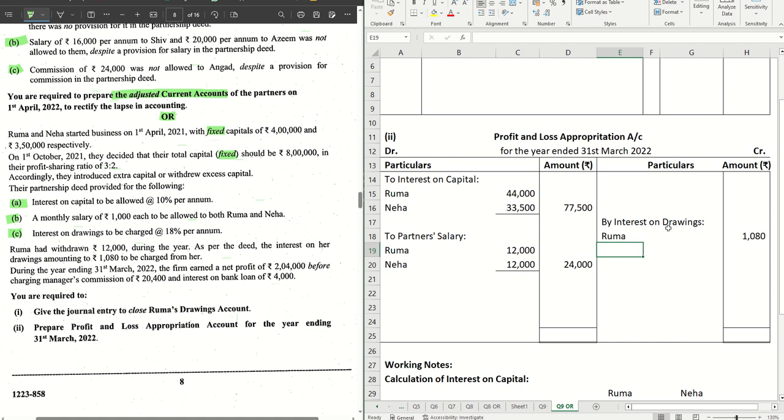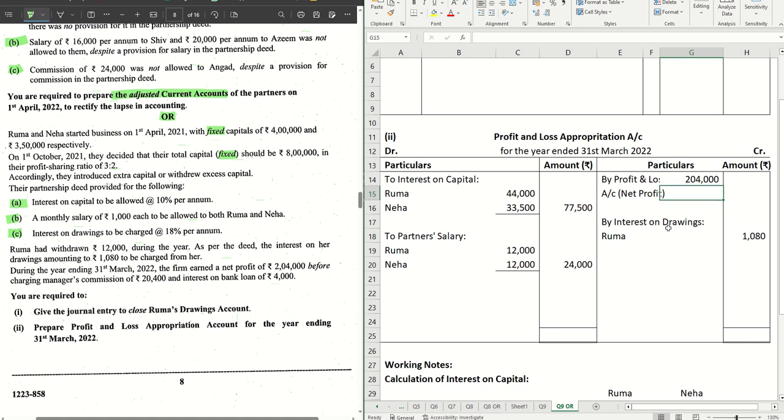During the year ended 31st March 22, the firm earned a net profit of 2,04,000. So let's make the entry for that by profit and loss account. This is net profit, and we have to write that figure in the inner column because we have an adjustment to make. Let's bring this down. We have to bring some of it down here. So let's cut this off from here and write it here. Profit and loss account, the amount is 2,04,000.